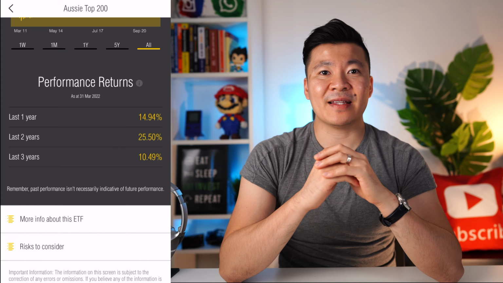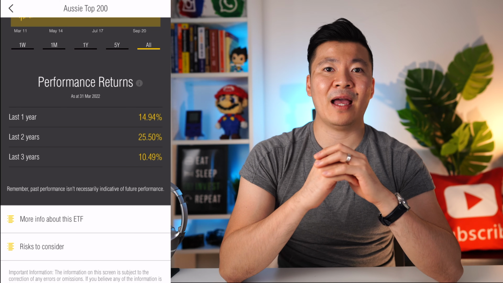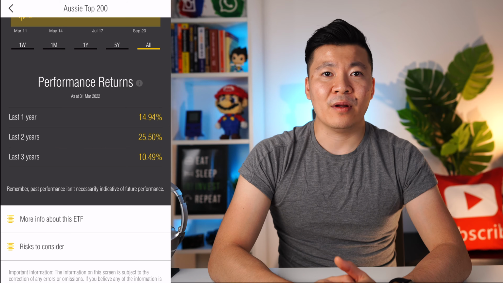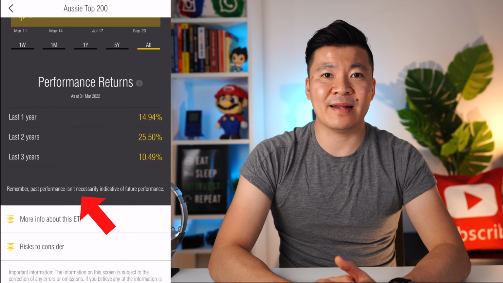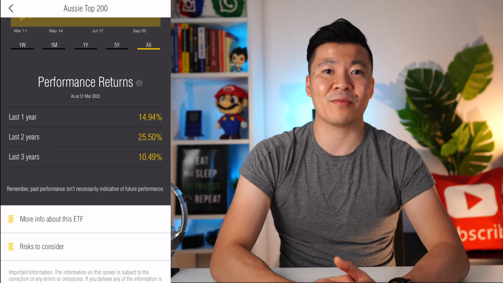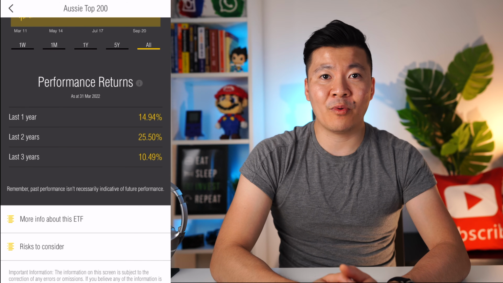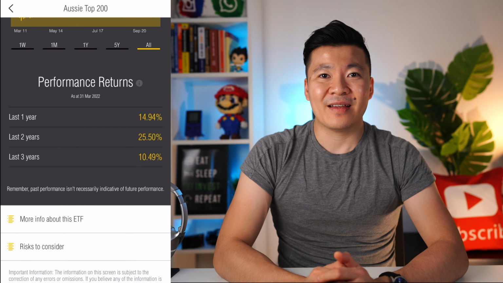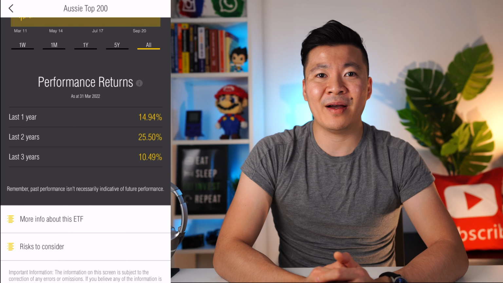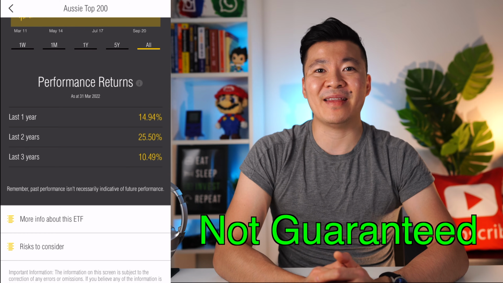In the last year, this ETF has returned about 10% and about 8% on average in the last 2 to 3 years. They also state something very important. Remember that past performance isn't necessarily indicative of future performance. This is a very good lesson to remember when it comes to stock market investing. You should look at the historical price performance as a guide only. Generally speaking, stocks that track an index like this one do go up in the long term, but remember, it is not guaranteed, so only invest money that you can afford to lose.